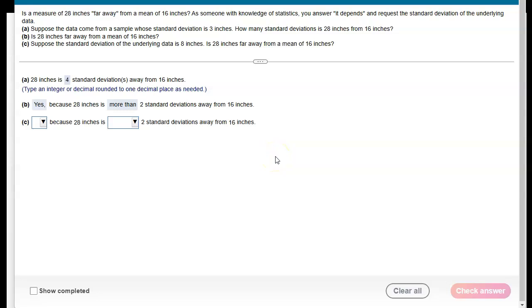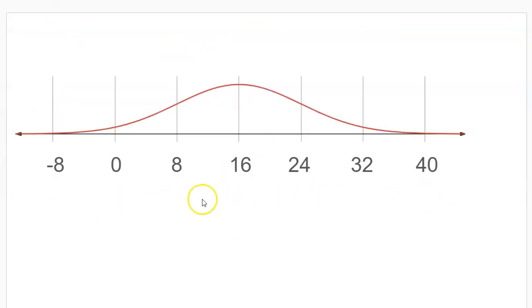In part C, you're using a different value for standard deviation. You're going to use 8. I've updated our number line to account for that different standard deviation. We still have the mean at 16. It's in the center. This time I'm adding 8 as I move to the right for each tick mark, and I'm subtracting 8 as I move to the left for each tick mark.